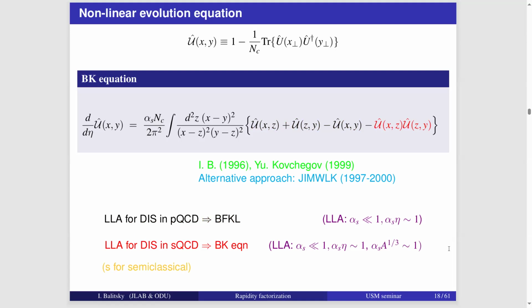I would like to say that it's the leading log approximation for deep inelastic scattering in semi-classical QCD. Meaning, suppose we have a large nucleus. Then in addition to these two parameters, you have a new parameter, atomic number to the power 1/3. It can be of order 1, and then the BFKL is not enough, even in perturbative QCD; you need the full nonlinear equation.